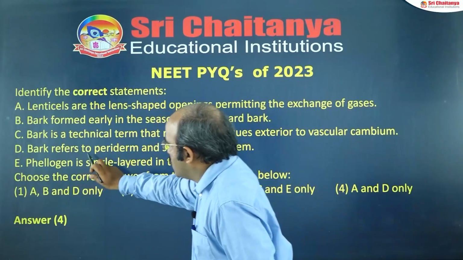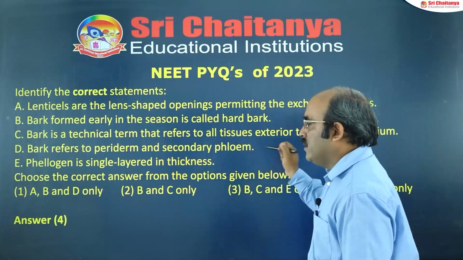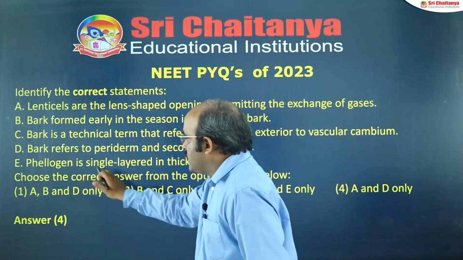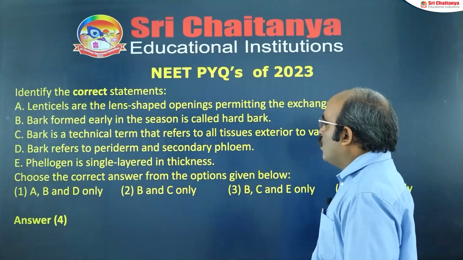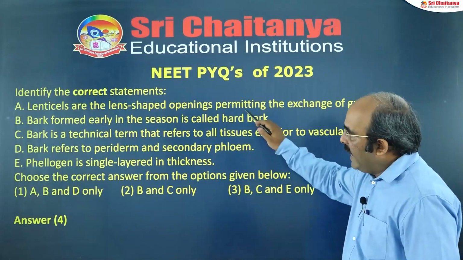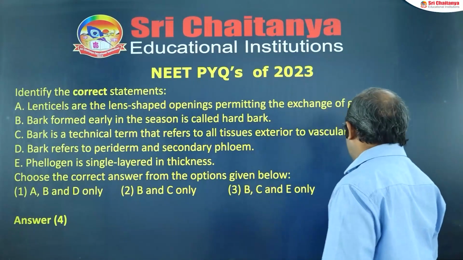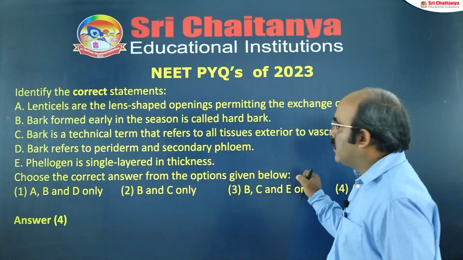Then bark refers to periderm and secondary phloem. This is correct. And phellogen is single layered in thickness. No, it's more than one layer. Therefore, the correct statements are A and D. That is, the fourth option is correct.